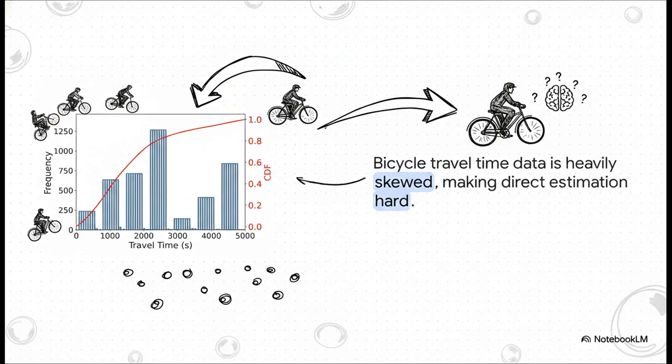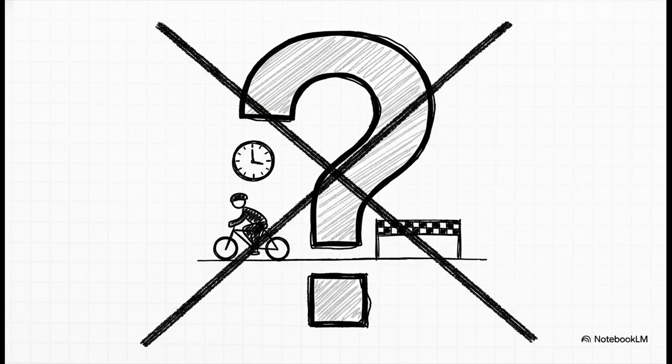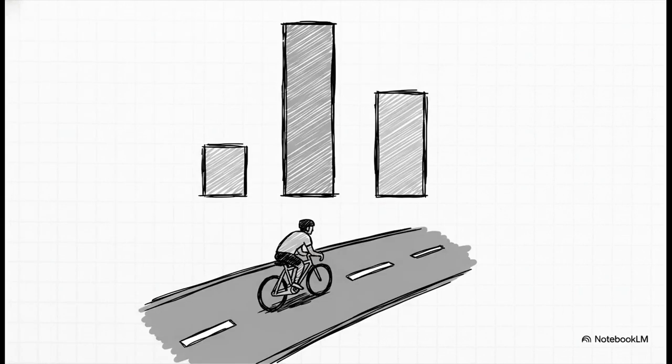Now, if you do machine learning, you know this kind of long-tail distribution is a nightmare. Trying to directly predict a single value, like the average time, is almost impossible, because those outliers will just pull your model all over the place. So the authors did something brilliant. They just sidestepped the problem. They changed the question. Instead of asking, how long will this trip take, it asks, how fast is the cyclist likely to be going on this specific bit of road?